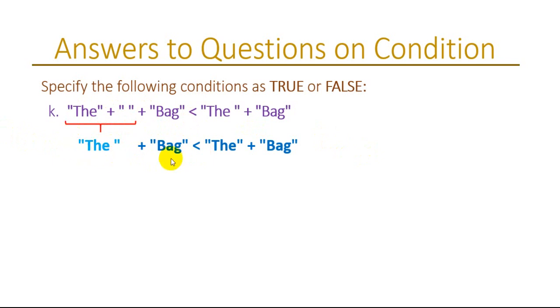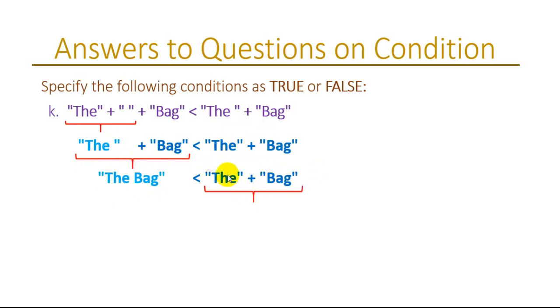Now from here, we have another join to do, the space with the word "bag", this one. That results in "the bag", where this space is coming from the space here. Okay, so this is joined. Then we have the rest of the expression, less than "the" plus "bag". So now we have this. Now let's solve the right side concatenation.